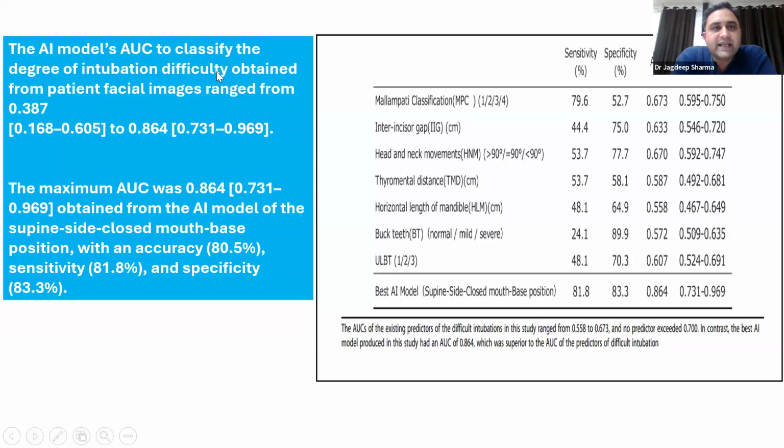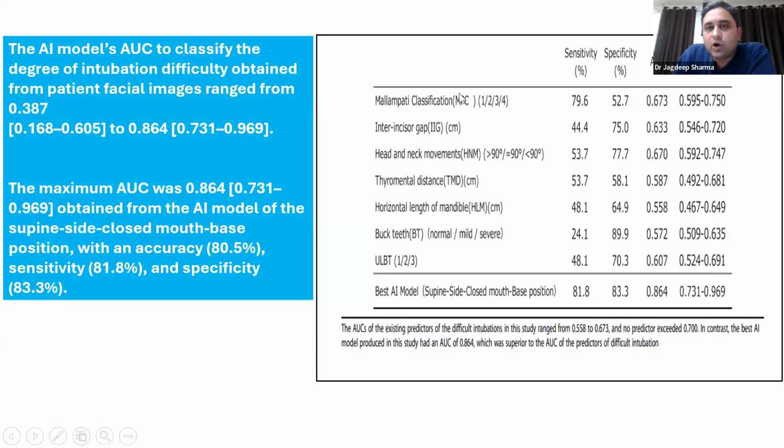The AI model's area under the curve to classify the degree of intubation difficulty obtained from the patient facial images varied from 0.387 to 0.864, and the maximum area under the curve was 0.864, which was obtained from which position? That was the supine side closed mouth base position. It had an accuracy of 80.5%, sensitivity of 81.8%, and specificity of 83.3%.